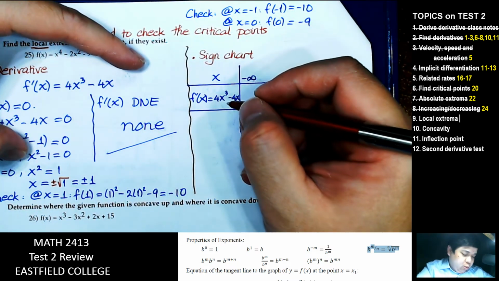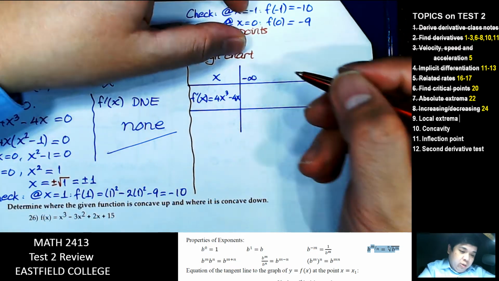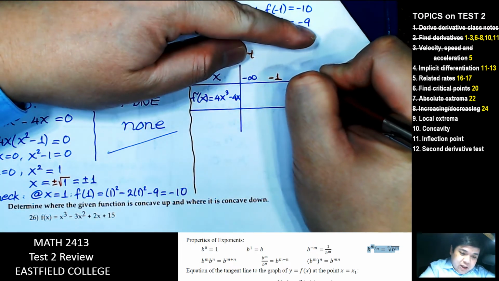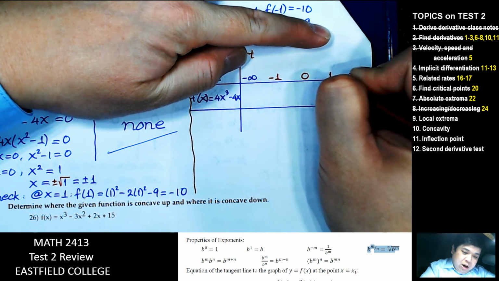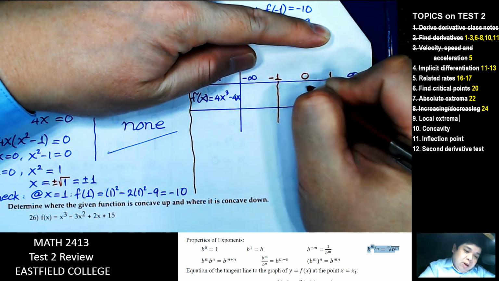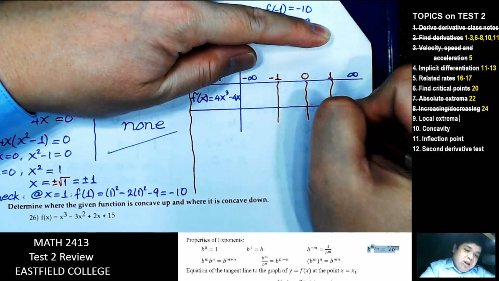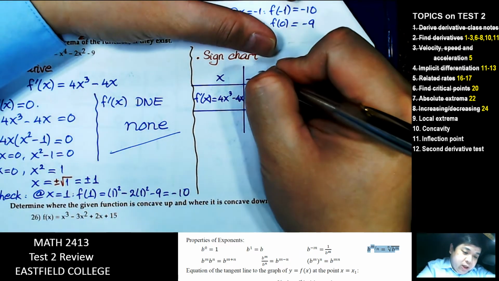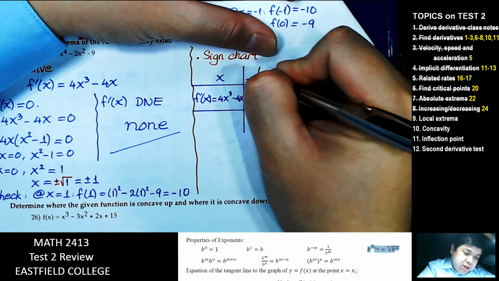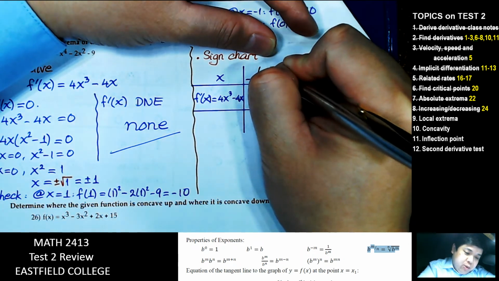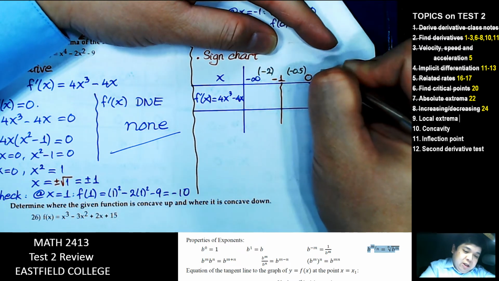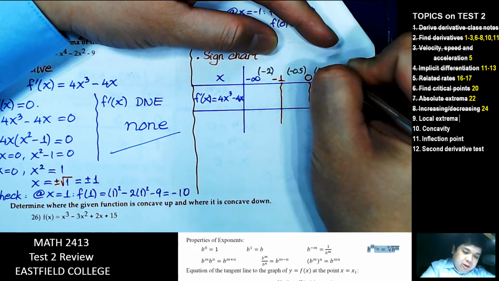So we have 3 points here, 0, negative 1, and 1. Just need to put them in the right order. All of those points divide the number line and divide the table. The test points will be between those numbers. I choose negative 2, negative 0.5, 0.5, and then 2.